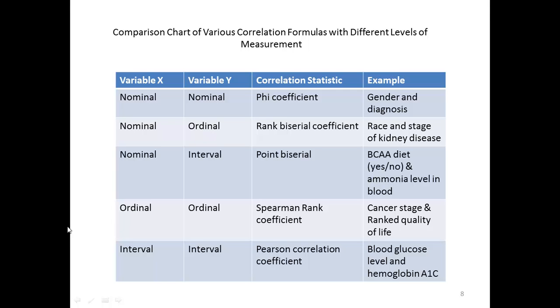What about ordinal level data? What if we wanted to see if there was a correlation between, let's say, income rank and BMI rank? We would use the Spearman's coefficient. Note that SPSS treats these the same. When our data are interval level, both of them, we'll use the Pearson's R, such as blood glucose and A1C.